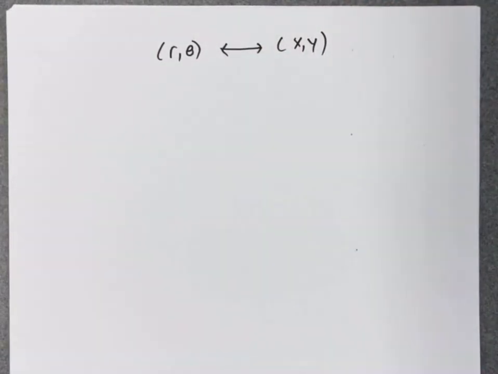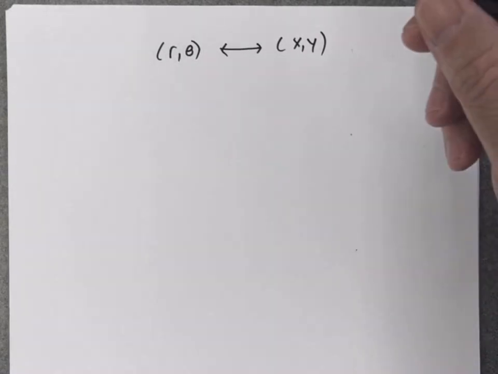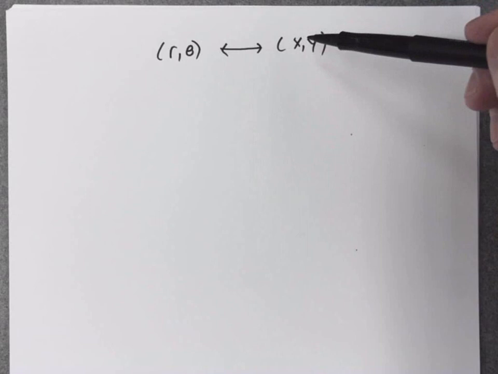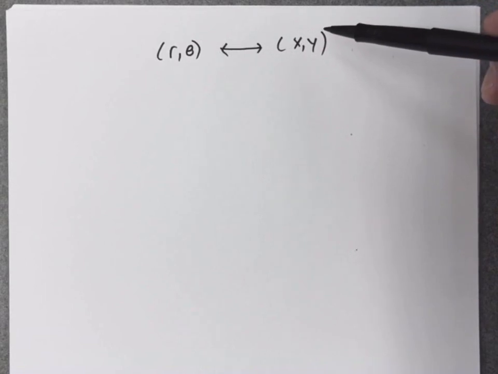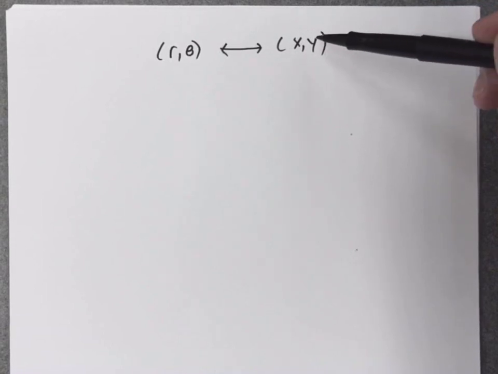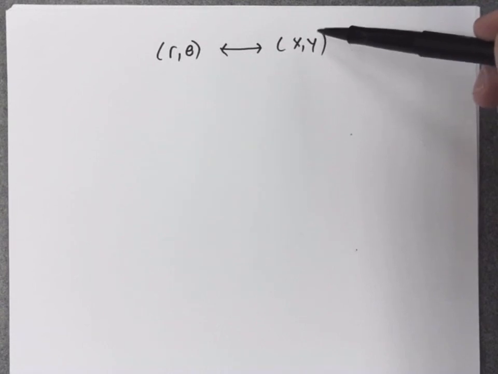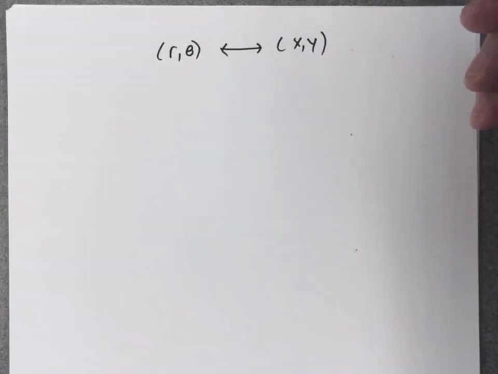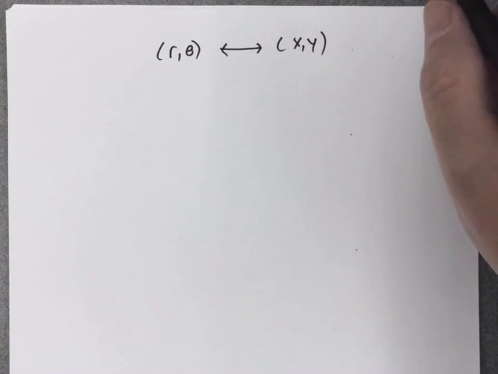So what we want to discuss now is if you're given a point in polar coordinates, we want to convert it or rewrite it in rectangular coordinates. And likewise, if we're given a point in rectangular coordinates, we want to convert that point and rewrite it in polar coordinates.